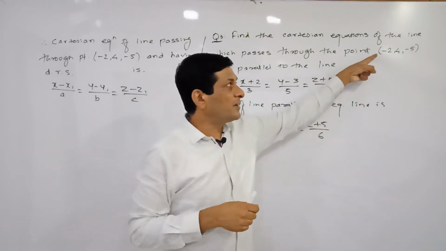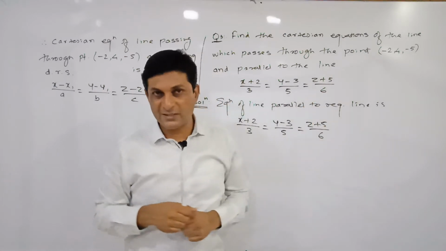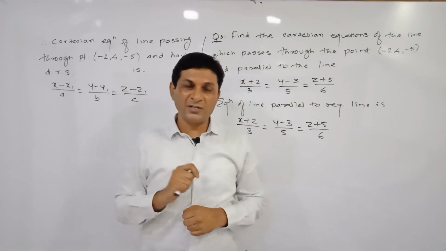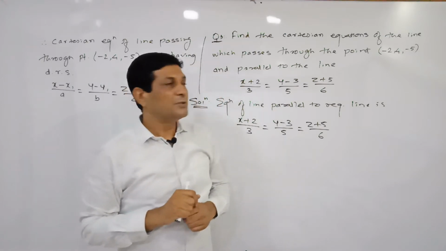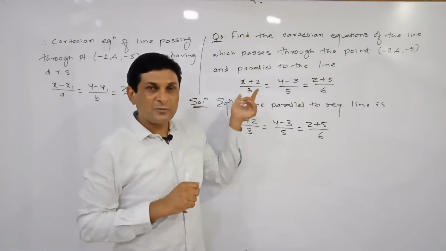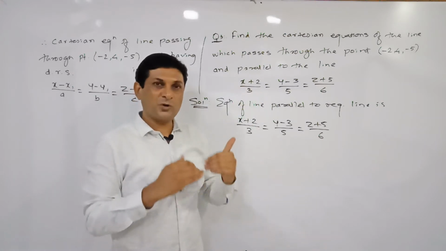So here the coordinates of one point on the line are given to us. And if you observe the denominators a, b, c, a, b, c means what? Direction ratios of the line. So now, using the given condition that our required line is parallel to this line, we will try to find out the direction ratios of the required line.